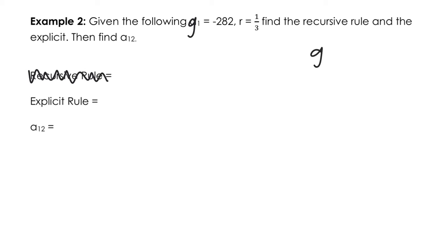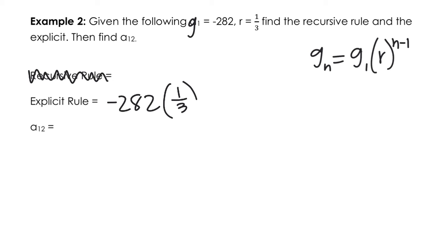So remember that explicit formula is G sub 1 times R to the n minus 1. Or A sub 1, whatever letter you want to use, they can use either one. Okay, so I'm going to put that negative 282 in the front because that was the first term. And then my common ratio is going to go in parentheses, 1/3. And my exponent for the equation is just going to be n minus 1, because that means it's the equation that works for everything. Leave the n as n.